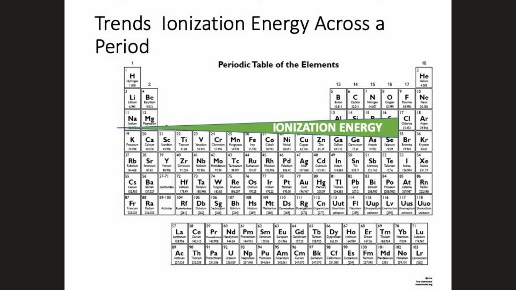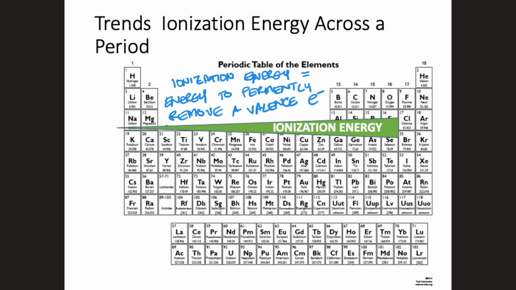Okay, so let's talk about ionization energy across a period. So what is ionization energy? Ionization energy is the energy to permanently remove a valence electron. So when we remove a valence electron, we create the ion, okay?